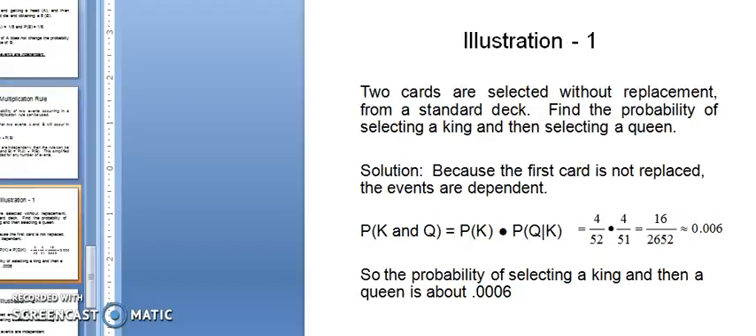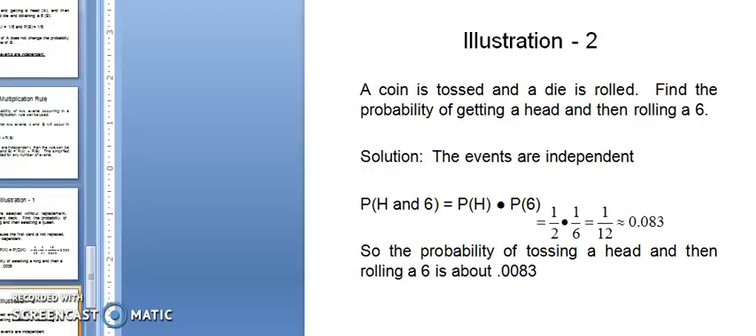Illustration shows two cards are selected without replacement from a standard deck. Find the probability of selecting a king and then selecting a queen. So probability of king is 4 by 52 and probability of finding the queen is 4 by 51. So the probability of selecting a king then a queen is 0.0006.